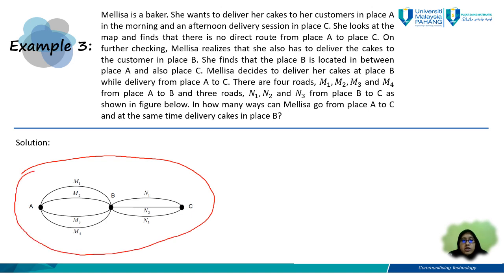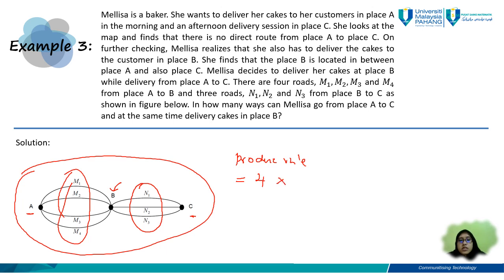Okay, so this is the map. Melissa is going to deliver the cakes from A to C, and at the same time she also needs to deliver in B. From A to B, there are 4 routes, while from B to C she has 3 routes. So how many possible routes can she use to deliver from A to C? By using the product rule, this is very simple. There are 4 routes from A to B, multiplied by 3 routes from B to C. So Melissa has 12 possible ways to deliver her cakes from A to C.